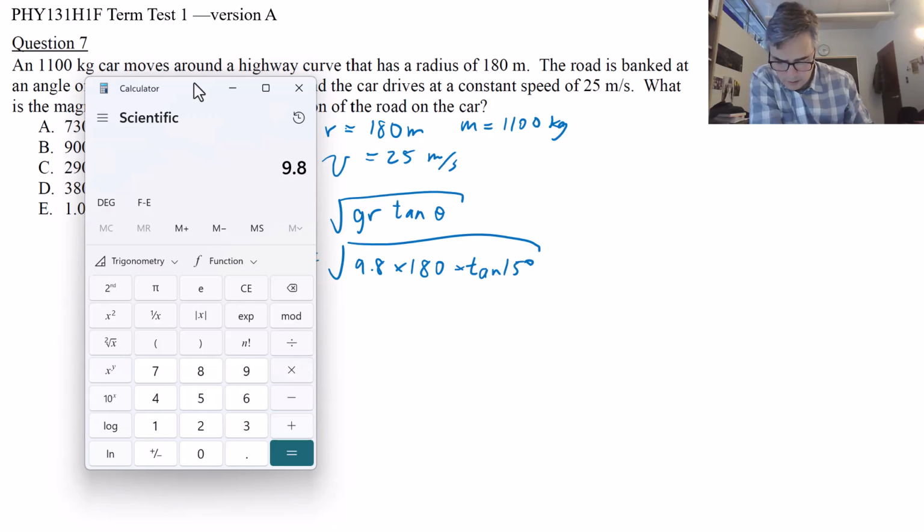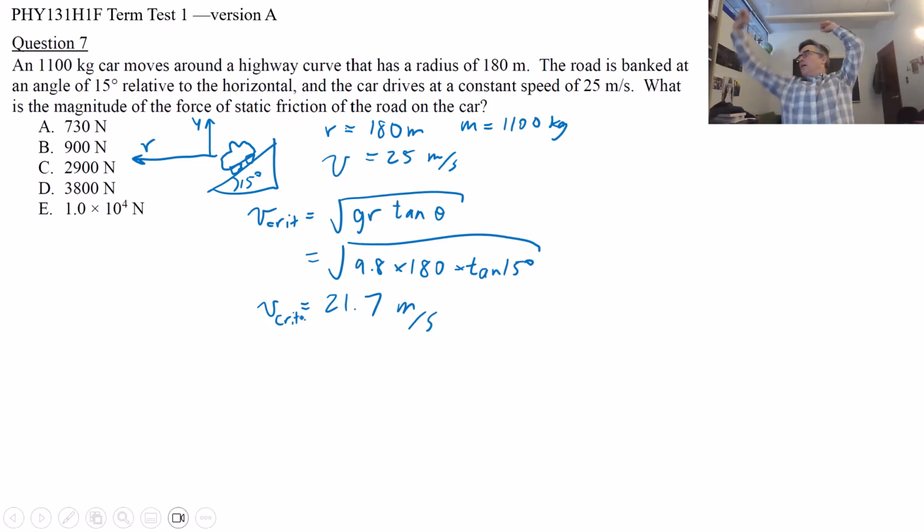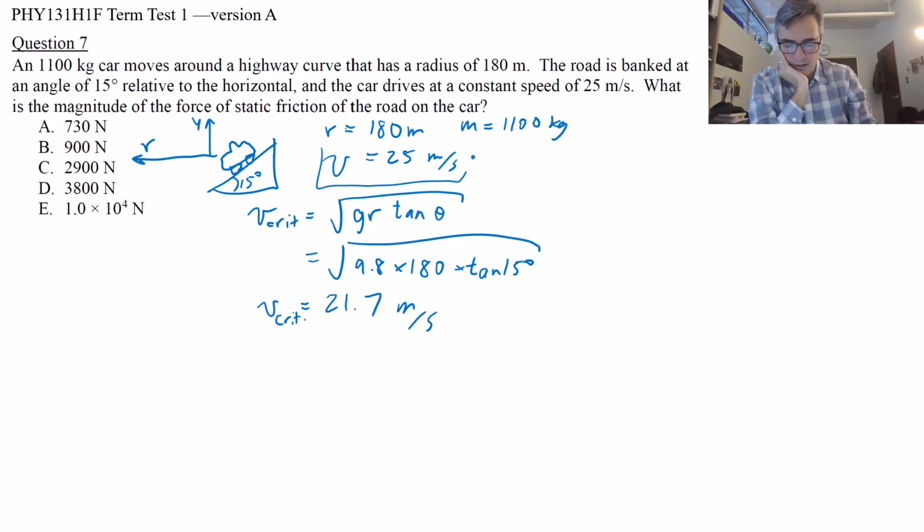9.8 times 180 times 15 tan equals, square root of all that, 21.7. Okay, so that's the critical speed for which there will be 0 static friction. But it's going faster than that.